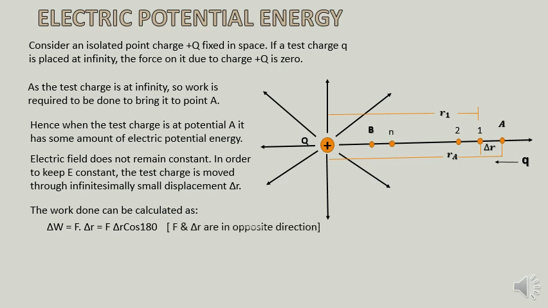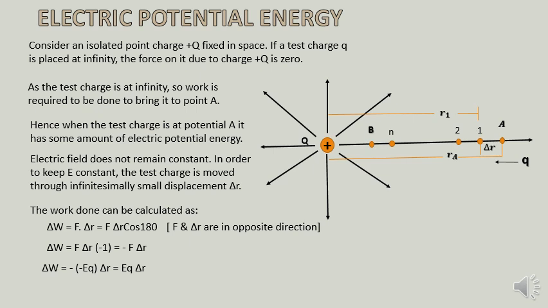F and R are in opposite direction. So delta W becomes F delta R cos 180 degrees, where cos 180 degrees equals minus 1, and the work done will be delta W equals minus F delta R. Now if we put the value of F from the electric field intensity, we get delta W equals minus EQ delta R, which equals EQ delta R.